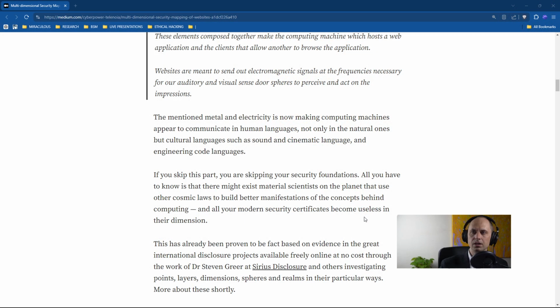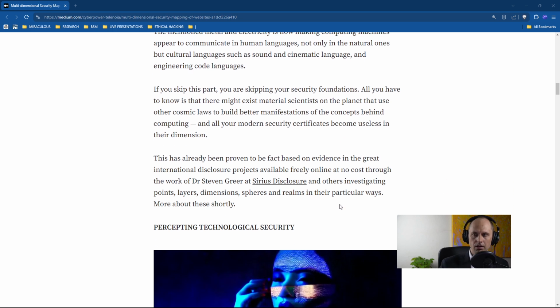Websites are meant to send out electromagnetic signals at the frequencies necessary for our auditory and visual sense spheres to perceive and act on the impressions. The mentioned metal and electricity is now making computing machines appear to communicate in human languages, not only the natural ones, but cultural languages such as sound and cinematic language and engineering code languages. If you skip this part, you are skipping your security foundations.